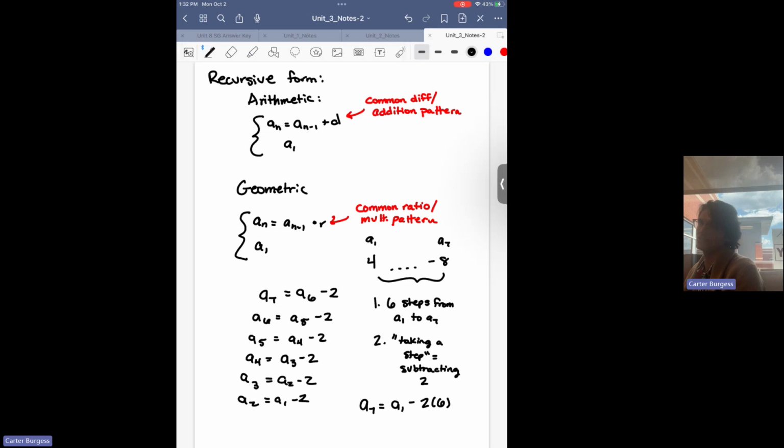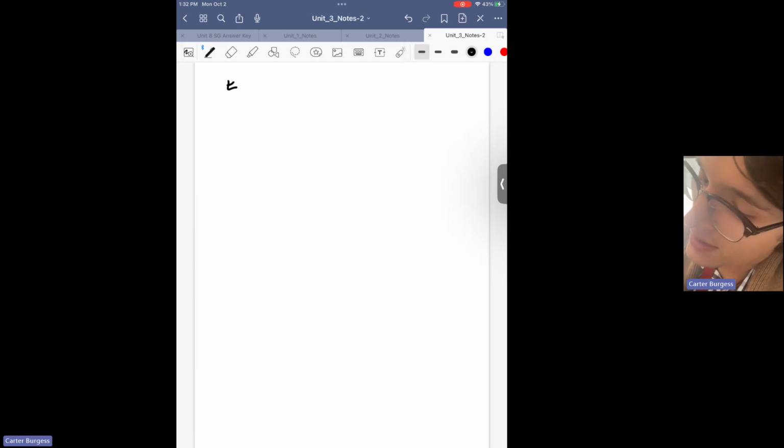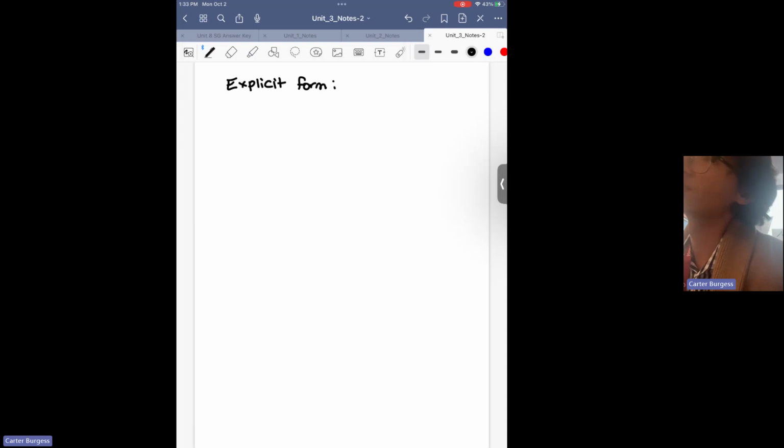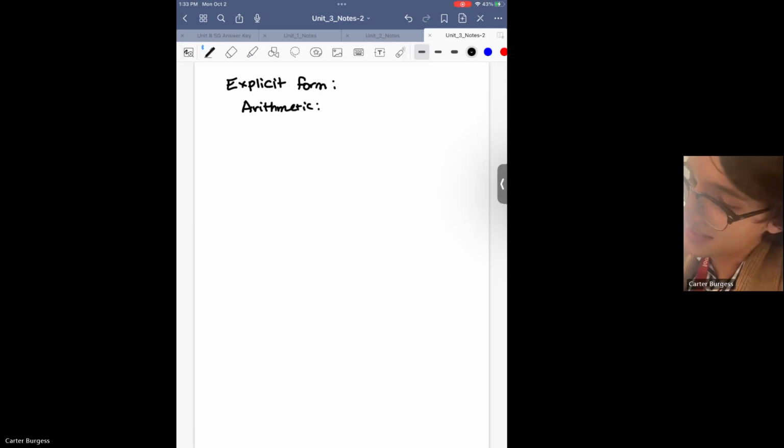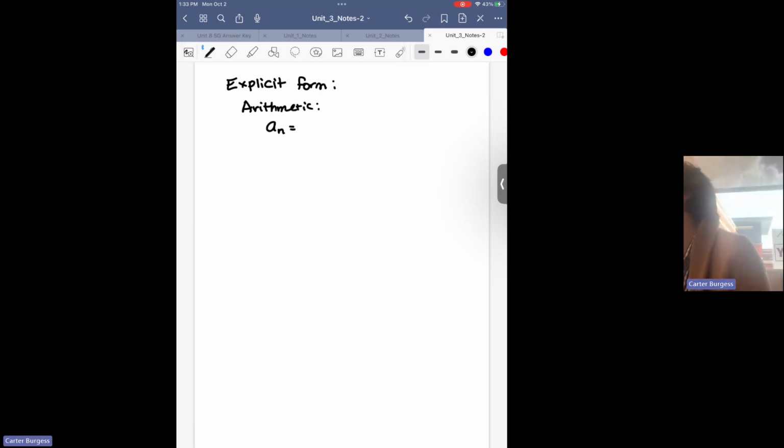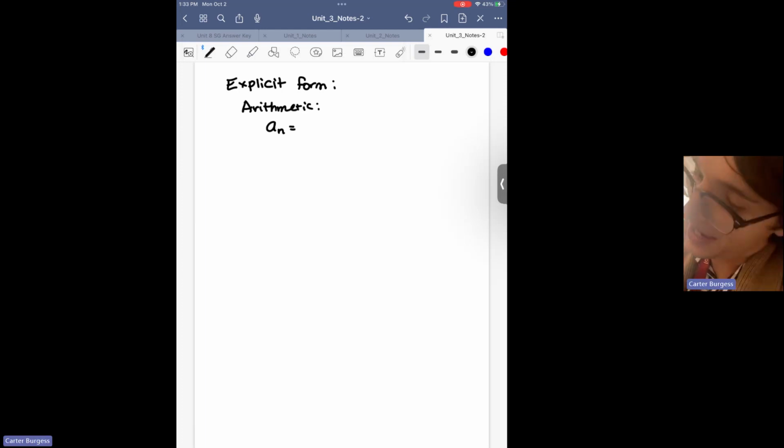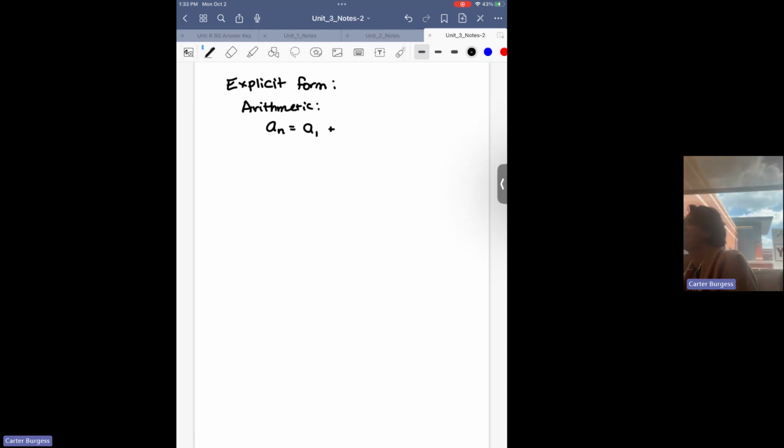Okay. Again, let's do our best to take this idea and generalize it. This is going to be our explicit form. This is our condensed, slightly more useful way to conceptualize what is going on with our sequence. How can I find any random term within my sequence? For our arithmetics, this is going to be a sub n. So how do I jump from a sub 1 to a sub n? We're going to start at a sub 1, and then how many steps am I going to need to take to get from a sub 1 to a sub n?